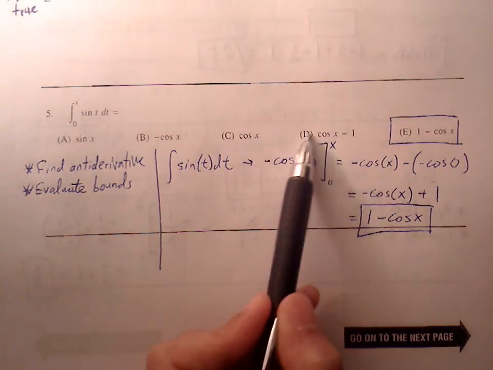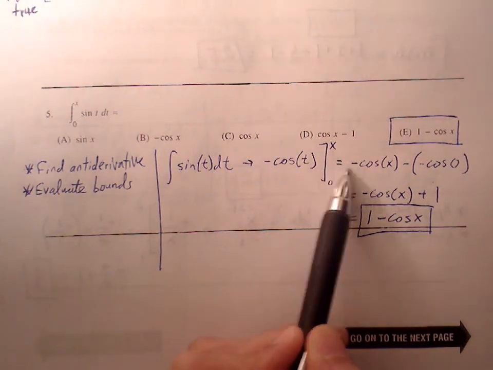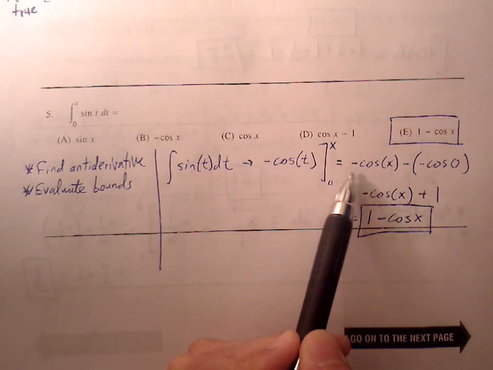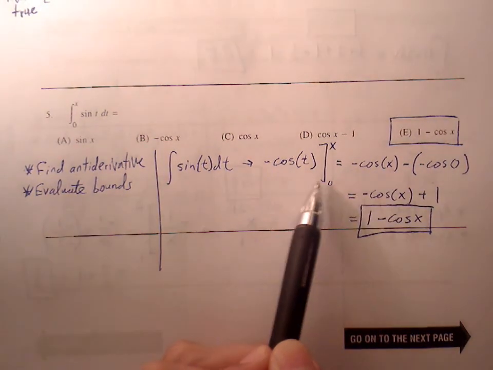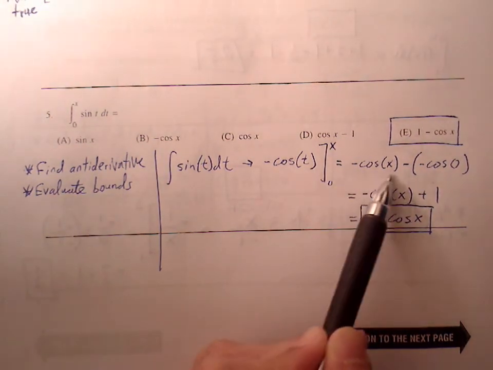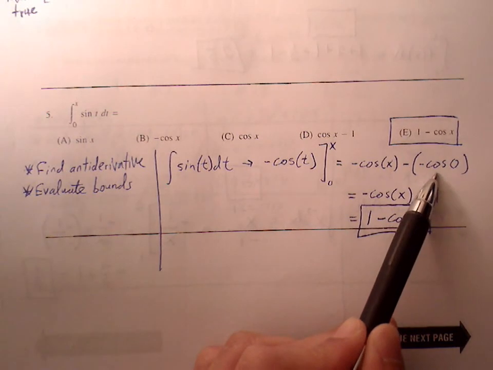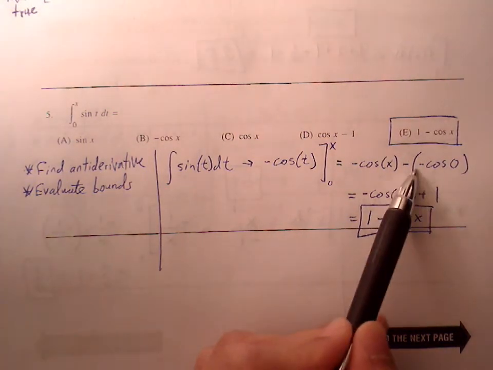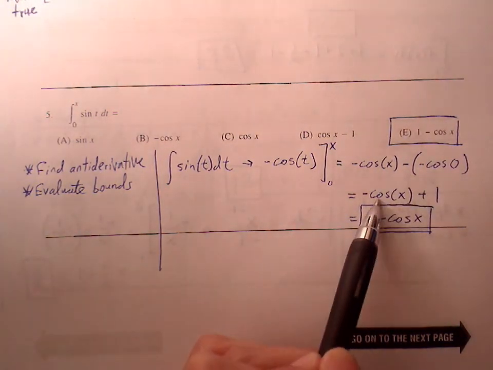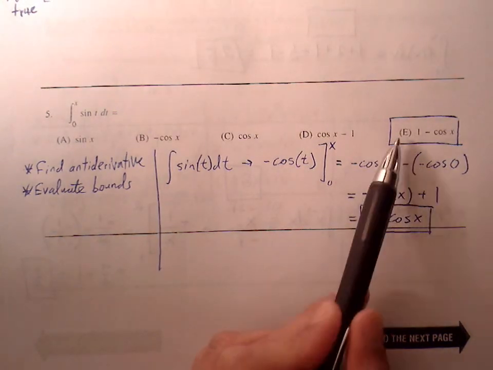The upper bound gets plugged in first, in for our t, so negative cosine of x, minus, then plug in the lower bound, 0 in for t, we get negative cosine of 0. Negative cosine of 0 is going to be negative 1. The two negatives become positive, so we get negative cosine of x plus 1, or 1 minus cosine of x.